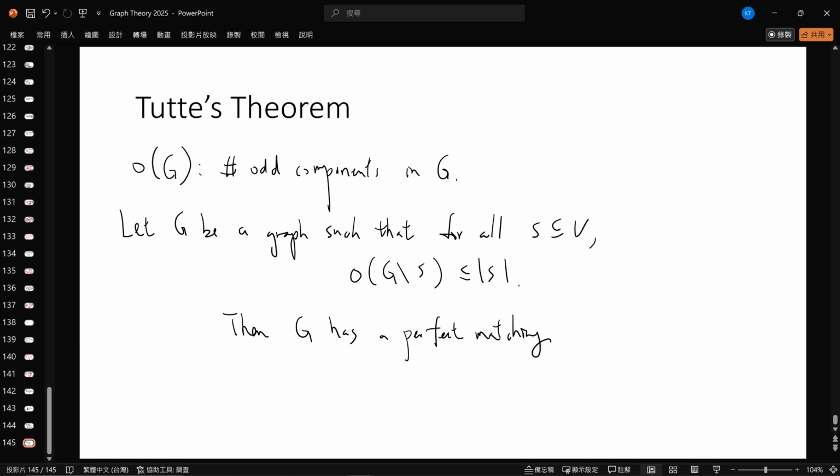Before we prove Tutte's theorem, we can test some simple properties. For example, if a graph has a perfect matching, then what is the number of vertices in the graph? Even or odd? It must be even. So if the graph satisfies Tutte's condition, can you show that the number of vertices must be even?